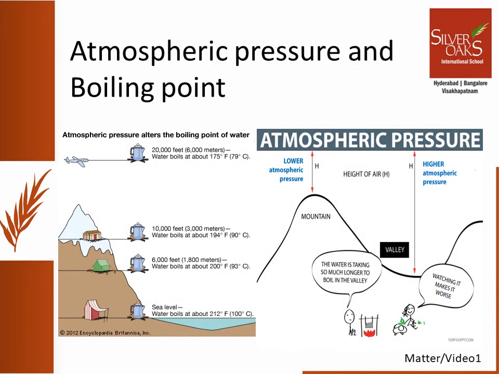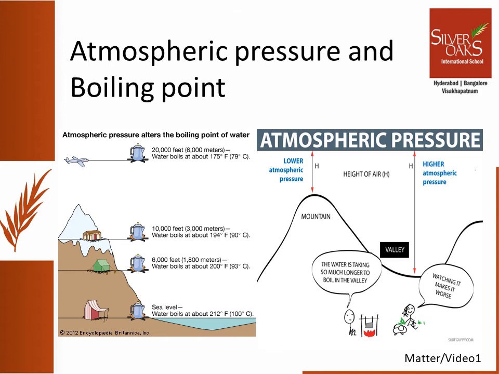Now let us discuss the relation between atmospheric pressure and boiling point. So what is boiling point? Boiling point is the temperature at which the vapor pressure of the liquid equalizes with the atmospheric pressure. So we can see directly that atmospheric pressure is directly related to the vapor pressure.